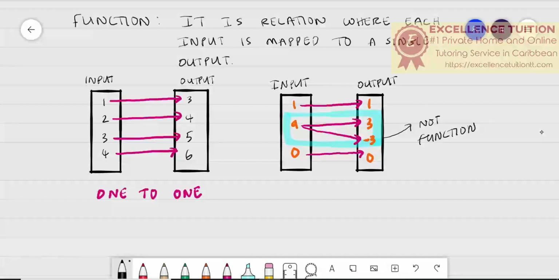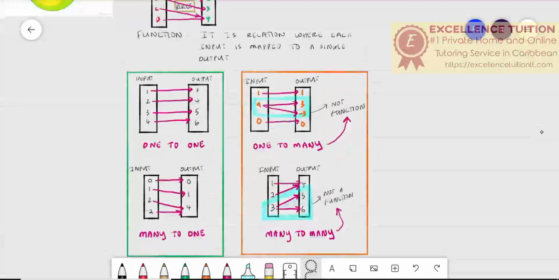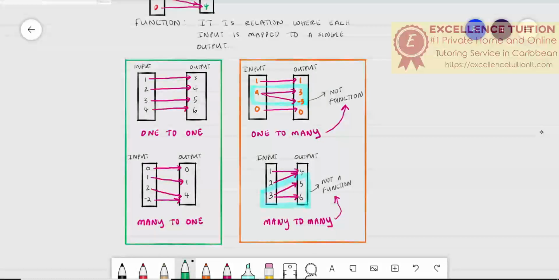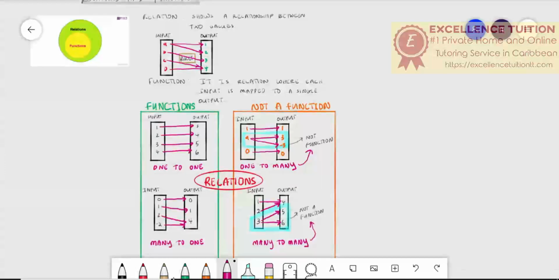To describe this mapping based on the formal rules of what defines a function, we could see that in the green, these two types of mappings are regarded as functions. Identify with what a function is, what a relation is, and we said that functions are a subset of relations, because a relation is just a relationship between input and output values, irrespective of what formal rules or arithmetic is being applied.